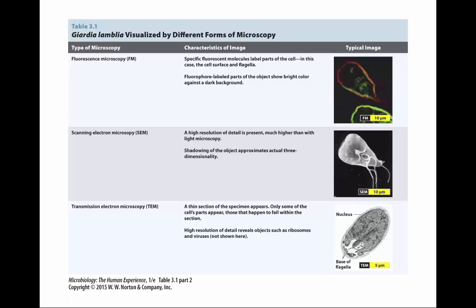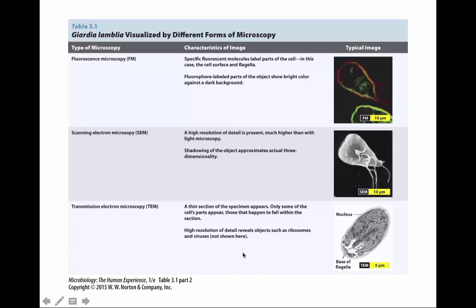And then there are two types of electron microscopy that we'll look at. There's scanning electron microscopy, which shows the outside. In this type of microscopy, the electrons bounce off the surface of the object. So we see very high resolution and detail, but we only see the outside surface of an organism.